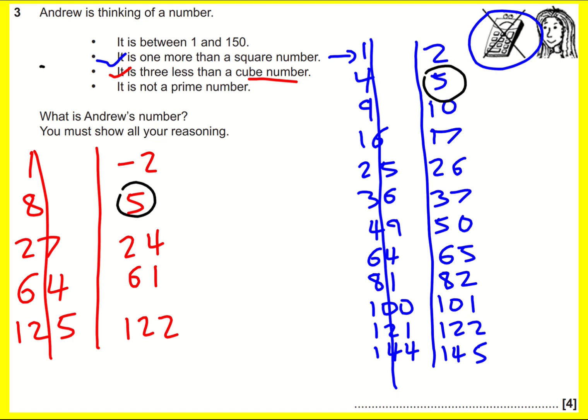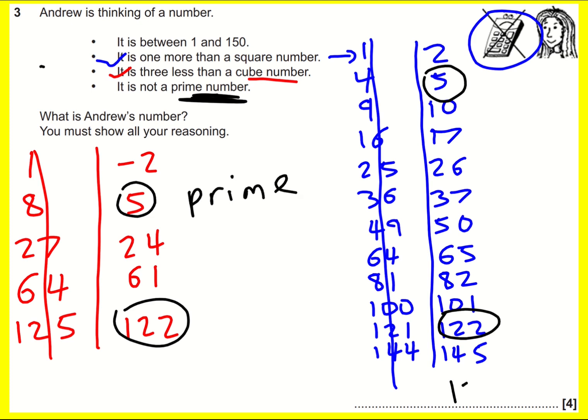So 5 satisfies both, 24 is not in there. Best to just check if this number is in this list. We see that 122 is also in both lists. These are the numbers between 1 and 150 that are 1 more than a square number and 3 less than a cube number. However, we're looking for the one that is not a prime number. Now, 5 is a prime number, so that leaves us one option, 122.